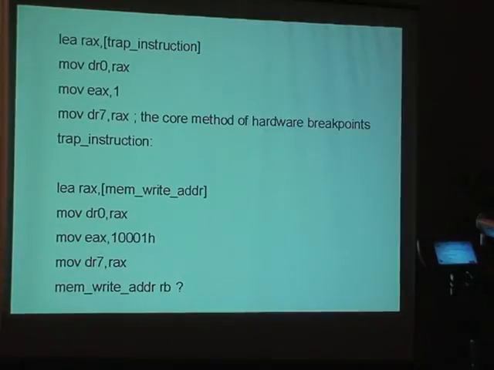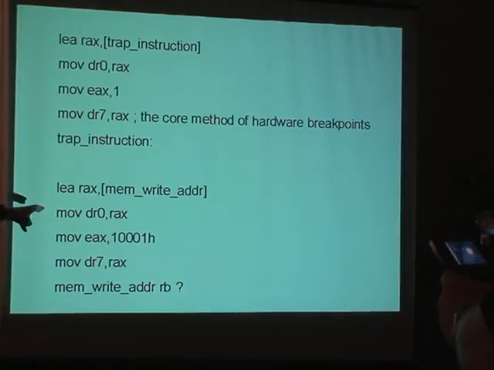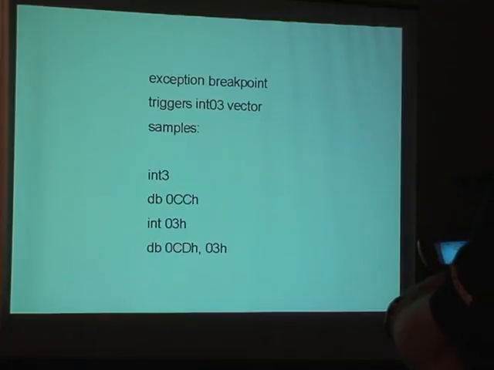The second sample shows how to use debug register to watch accessing memory. We just load the memory address into one debug register, and we set corresponding bits in debug register 7. And then we just wait till some instruction accesses this address. Then the interrupt 1 is triggered.